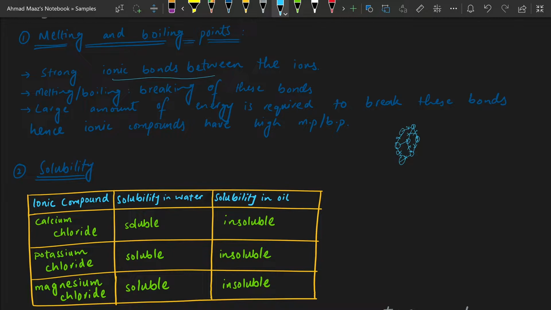They require a lot of energy to break down, so that the ions can move freely. And this is the definition of melting: the forces between these two ions break down so that the ions can move freely as a liquid. Now, they require a large amount of energy to break these bonds. Hence, these ionic compounds have very high melting points and boiling points.